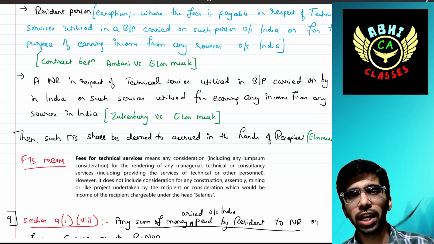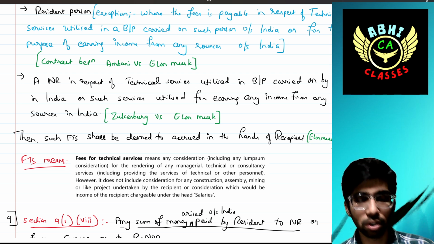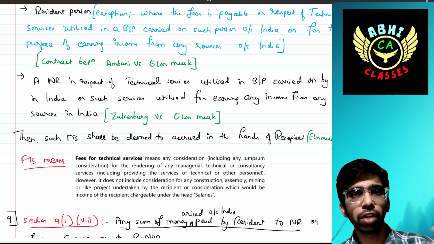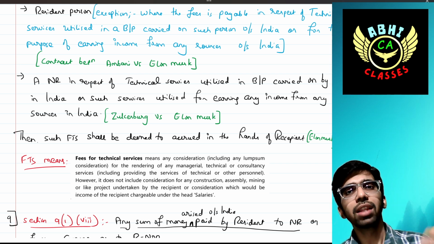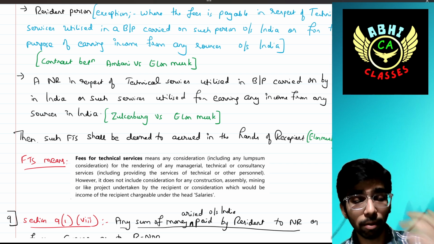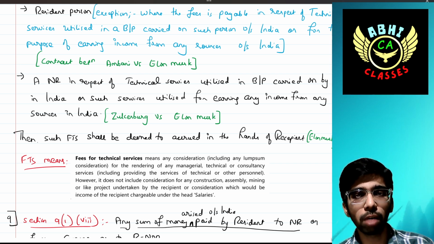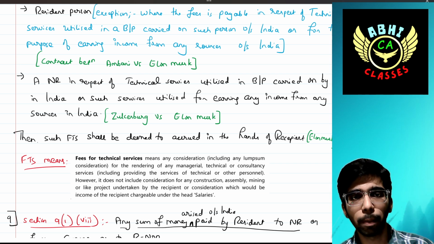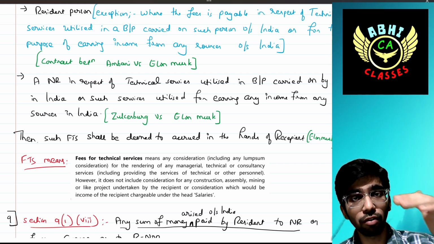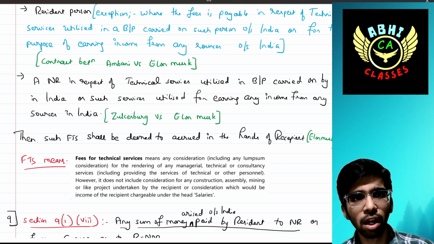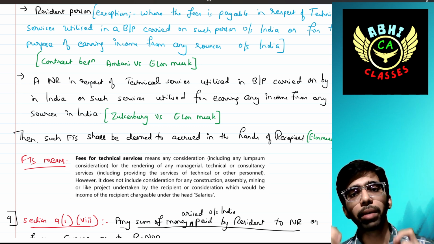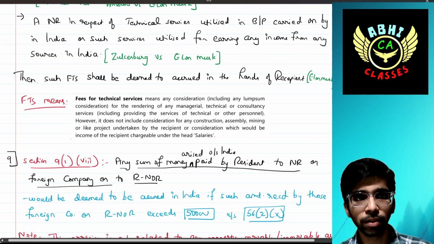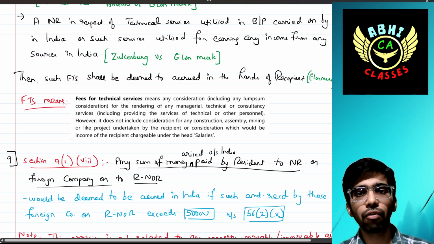for the purpose of earning any income from any source in India. For example, if the technical services are utilized for the purpose of investing in the shares of any company, then also that dividend income, or the payment of that FTS by Zuckerberg to Elon Musk, is taxable in the hands of Elon Musk, the same as royalty. If you understood the first two categories, then this is very simple. Then such FTS shall be deemed to accrue in India in the hands of the recipient, that is in the case of Elon Musk. FTS means for any purpose.